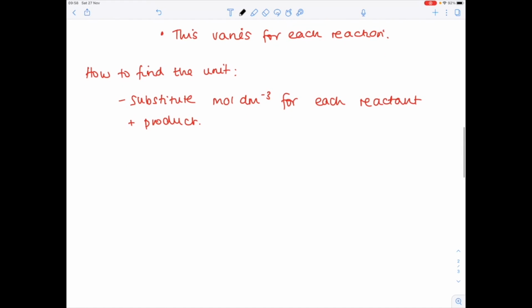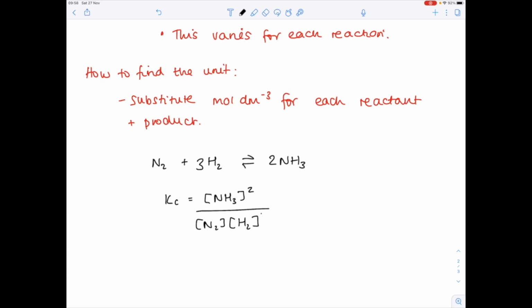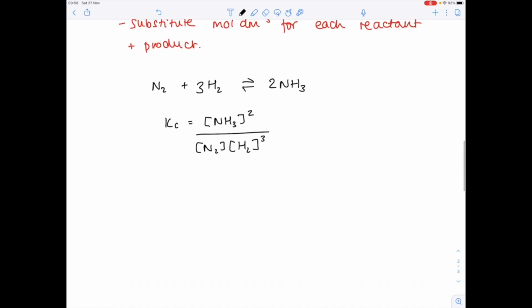So let's take a different reversible reaction. We've got nitrogen and hydrogen reacting to produce ammonia, which hopefully you recognise is the Haber process. Make sure it's balanced. Let's write an expression for Kc. So we want the concentration of products, so that's the NH3 raised to the power of the coefficient, so that's 2, divided by the concentration of the reactants. Again, raise any coefficients as a power. So there's the expression for Kc. Let's work out the units now.